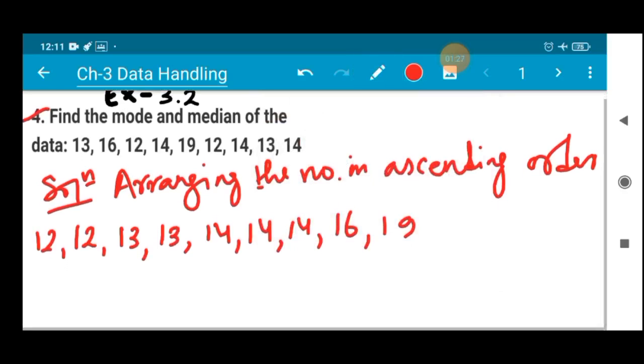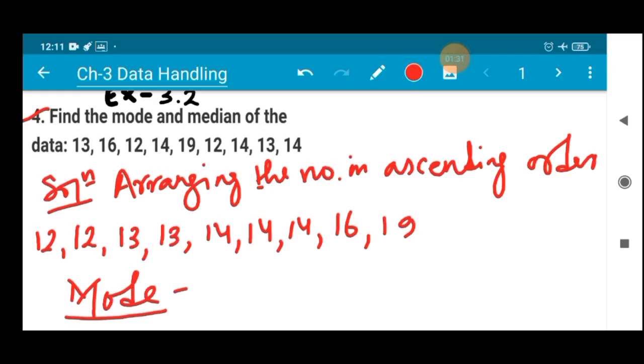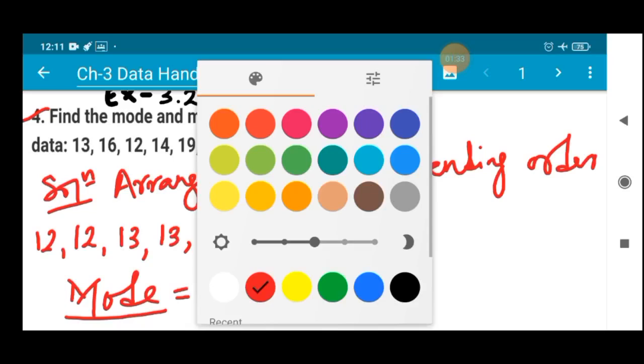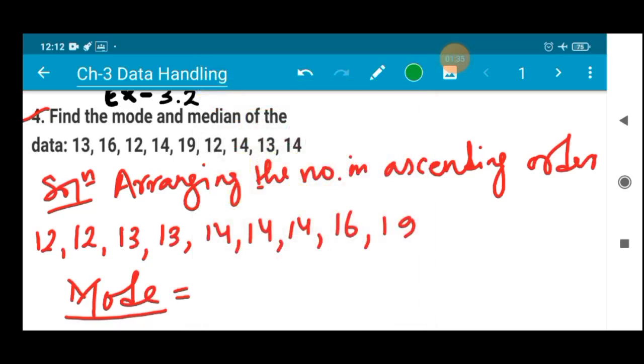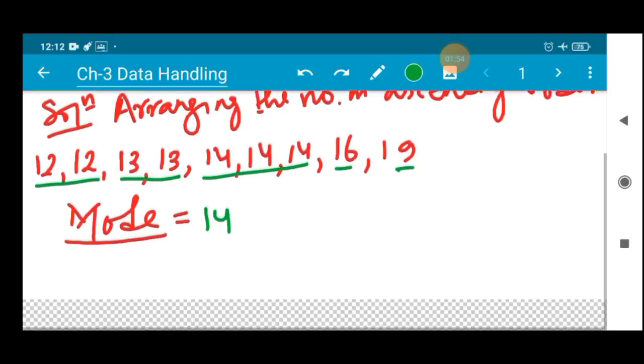Then first and foremost we have to find the mode. Mode, as you all know, is the number which repeats the maximum number of times, or whose frequency is maximum. So among these, 12 you can see two times, 13 two times, 14 three times, but 16 and 19 are only one time. So the number having the maximum frequency is 14. So our mode can be considered as 14.